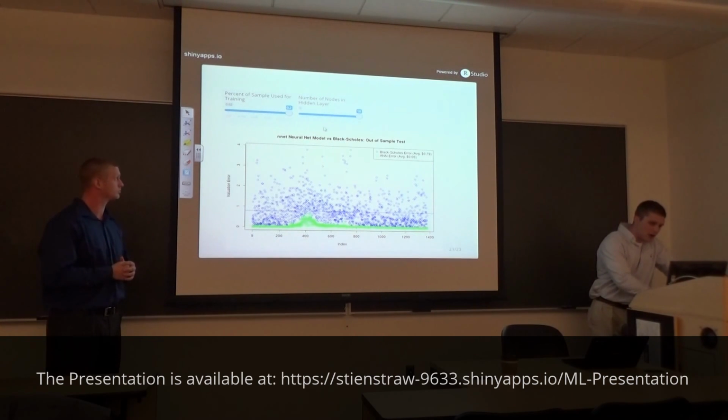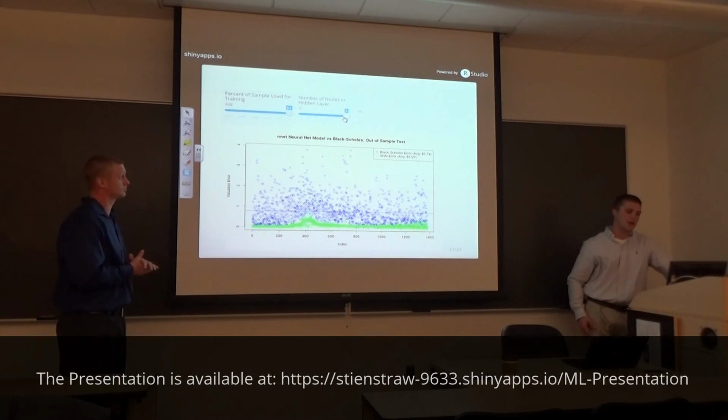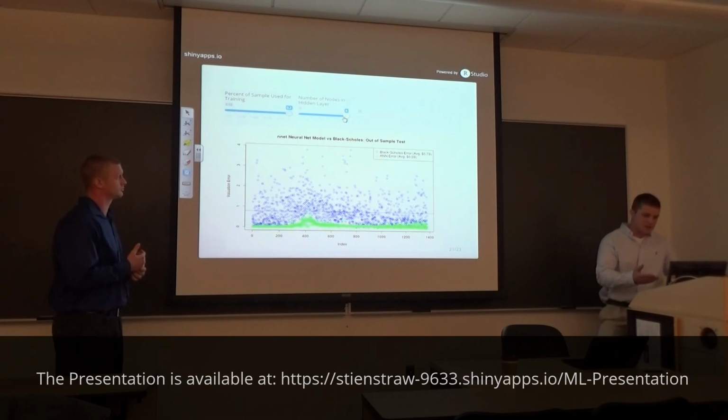So just for a quick illustration of that, as you decrease the amount of nodes, it gets somewhat worse, but it's pretty darn accurate. I mean, a lot better than the Black-Scholes at this point. If you look at the averages here in the top right-hand corner, Black-Scholes has a 79% error and the ANN has a 9% error. That's quite the difference. So we are pretty happy with these results here.